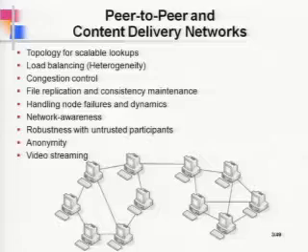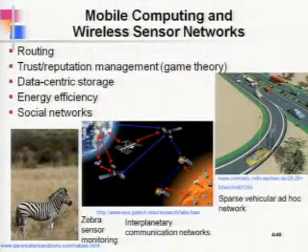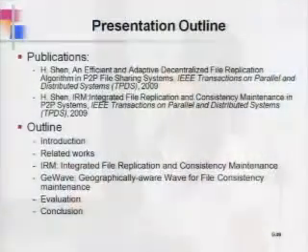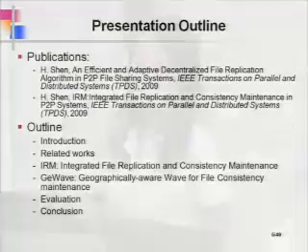First, I would like to briefly introduce my research areas. My research is mainly focused on distributed and parallel computer networks and computer systems, including P2P and content delivery networks, high-performance grid computing, mobile computing, and so on. I have been conducting research in peer-to-peer systems since I was a PhD student in 2002. In this area, I have been working on topology for scalable lookups, load balancing, congestion control, file replication, consistency maintenance, and so on. Recently, I'm working on video streaming. In mobile computing, I have been working on routing, reputation systems, energy efficiency, social networks, and so on. This presentation is based on two publications in IEEE Transactions on Parallel and Distributed Systems in 2009.